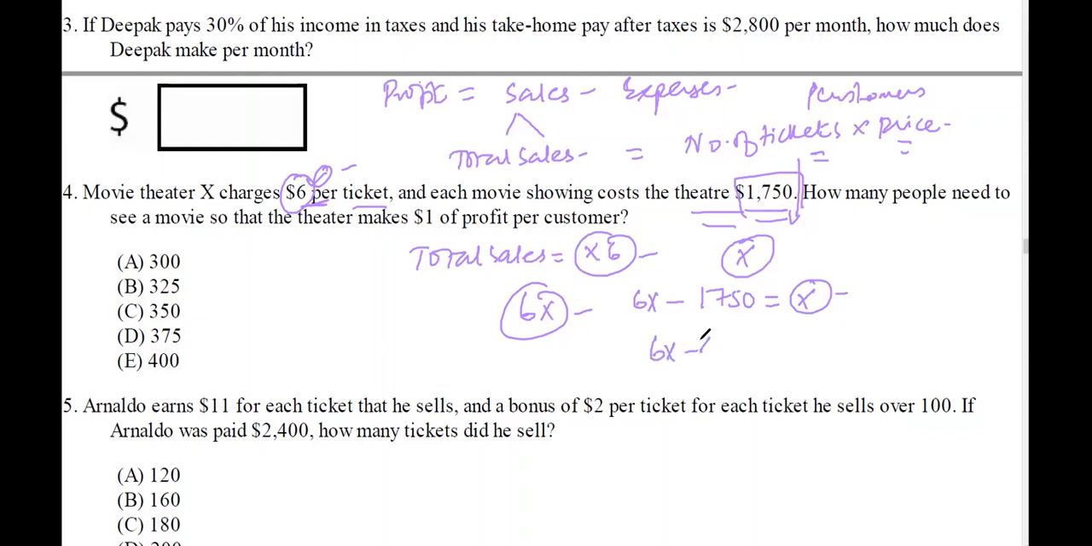Okay, so you did the same thing, right? Yeah, it's pretty much the same thing. Okay. So 1750 divided by 5, you are getting 350. Okay, done. Okay, how about this question? Arnaldo earns $11 for each ticket he sells and a bonus of $2 for each ticket he sells over 100. If he was paid 2400, how many tickets did he sell?